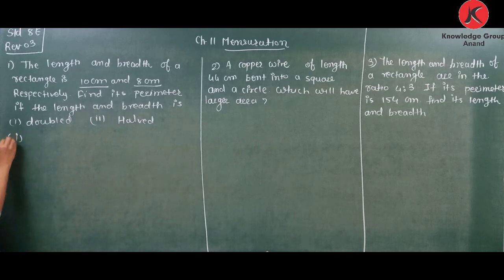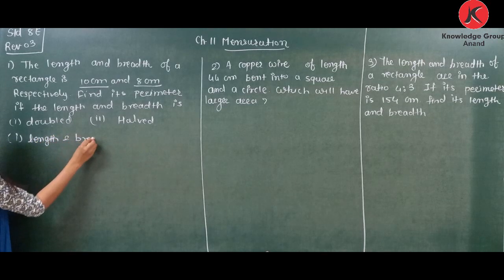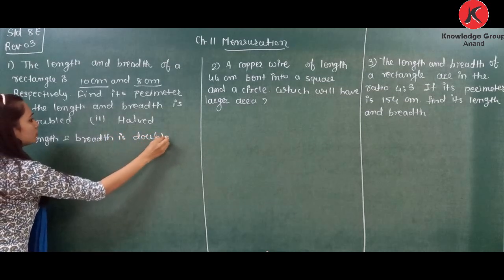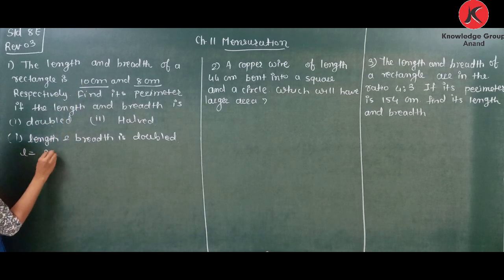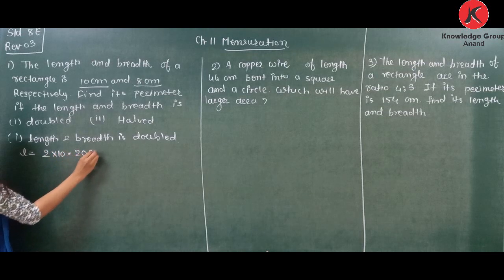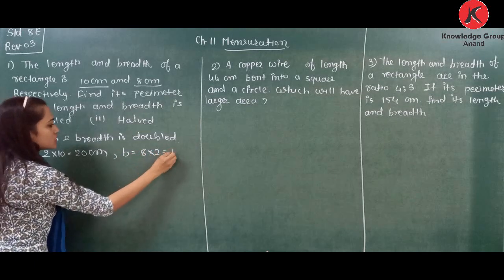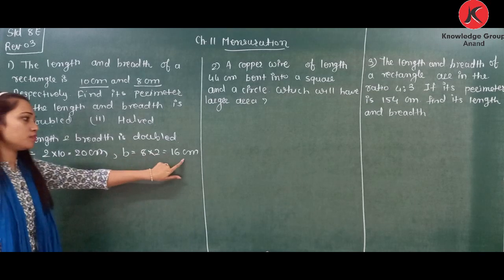So first we consider the length and breadth are doubled. Our length is 10 centimeter, double means multiply by 2, so 20 centimeter, and breadth will be 8 multiplied by 2, that is 16 centimeter. When we double, the length is 20 centimeter and the breadth is 16 centimeter.